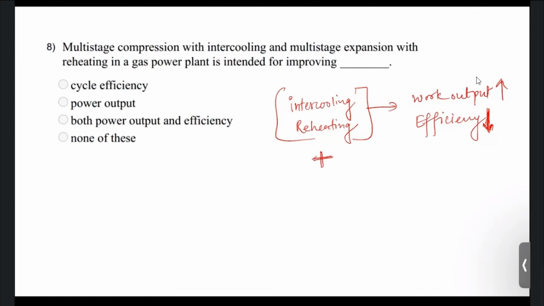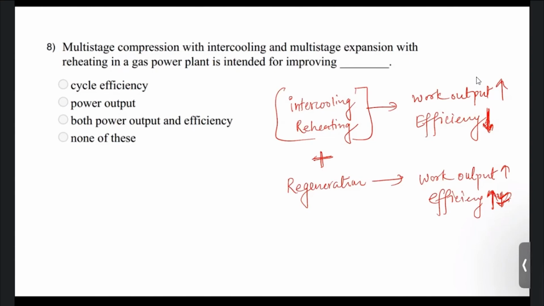Okay, and when this intercooling or reheating is used in combination with regeneration, then this results in definitely increased work output, but increased or constant efficiency. Okay, so efficiency may increase or not with the combination of intercooling, reheating and regeneration, but if we are using intercooling and reheating only, the work output increases but efficiency decreases.